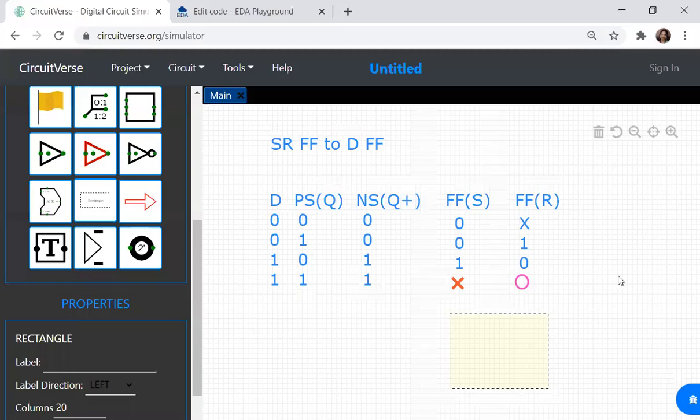Let me write down the logic diagram. Before writing the logic diagram, I have to simplify also. I have to write the K-map for S, and I have to write the Boolean expression for R also. Let me write the K-map for S and K-map for R.